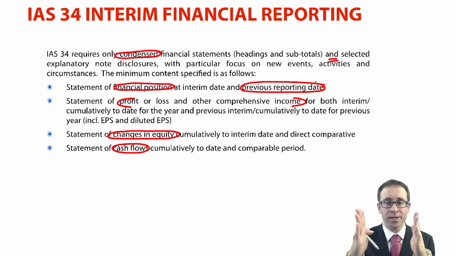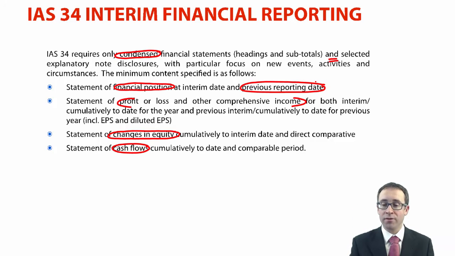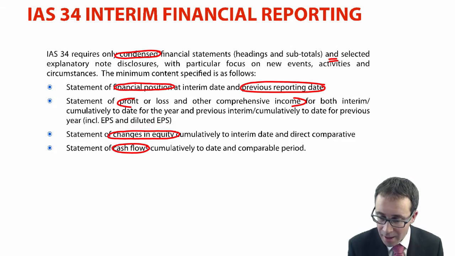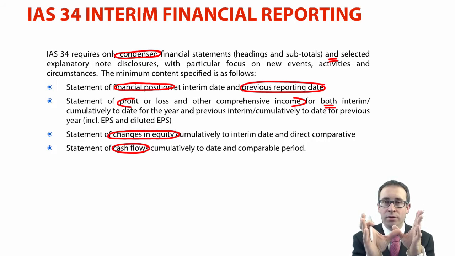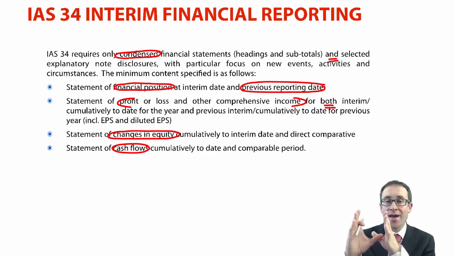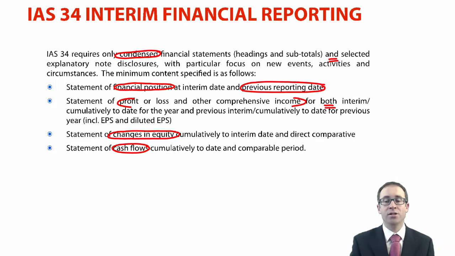Okay. Just be careful with the statement of profit or loss, because you need to put it in there both for the interim cumulatively to date for the year and the previous interim date for the year. So when you're looking at your 6 months for this interim period, you need to put that in for the previous interim period as well. Okay, so that gives you a better like-for-like comparison, doesn't it, in terms of what you had previously.